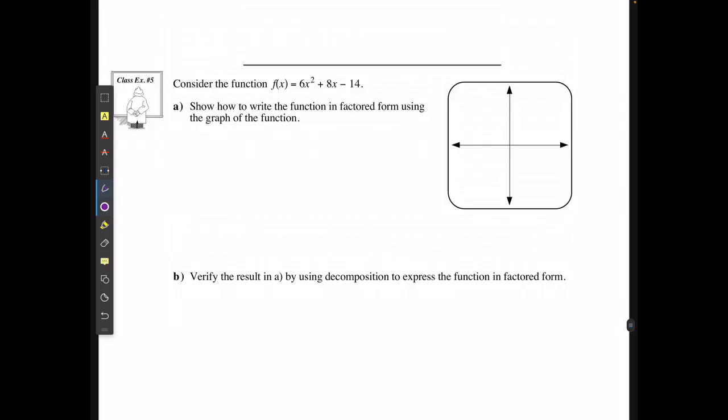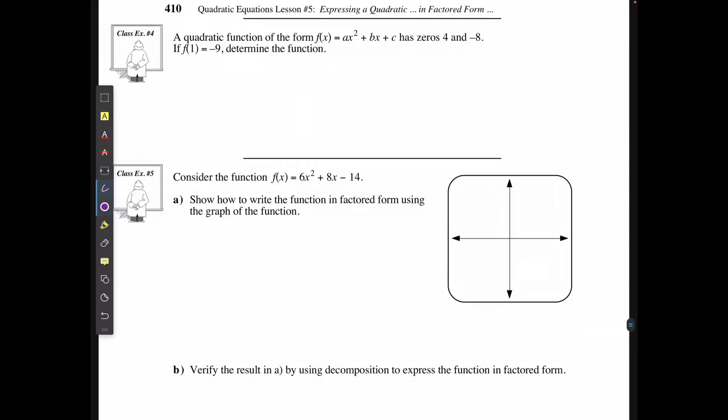Now, in this case, a quadratic function in the form of ax squared plus bx plus c has zeros at 4 and -8. If the point of 1 and -9, there's my x value, there's my y value, is on the graph, determine what the function is. So first, I'm going to use my zeros to determine the factors, and I would say that this would be f of x is equal to a bracket x minus 4 and x plus 8.